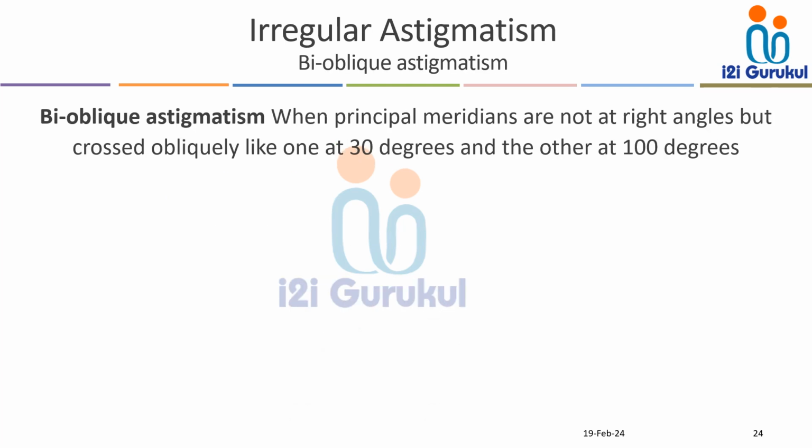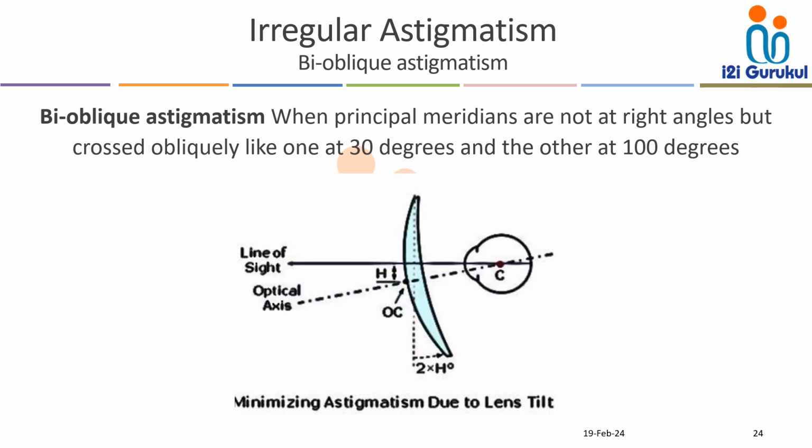Now bioblique astigmatism, when the principal meridians are not at right angles but crossed obliques, like one at 30° and the other at 100°. So this is what we call bioblique astigmatism.